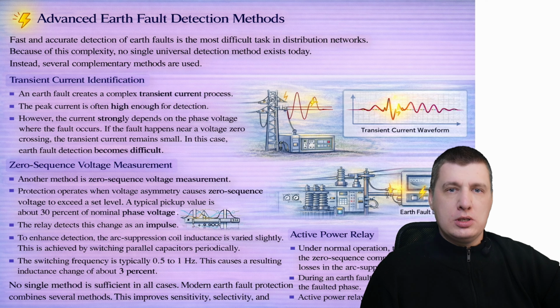However, the current strength depends on the phase voltage where the fault occurs. If the fault happens near the voltage zero crossing, the transient current remains small. In this case, air fault detection becomes difficult.